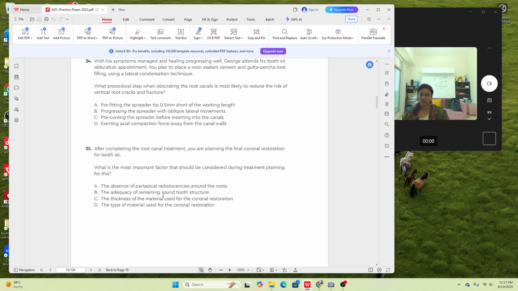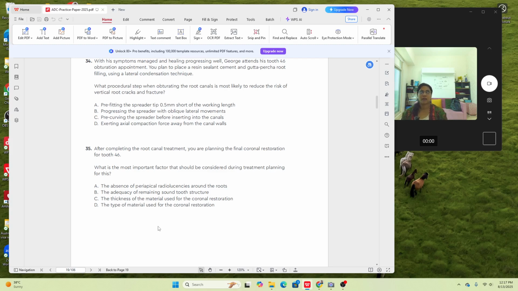And the last question for today: after completing the root canal treatment, you are planning the final coronal restoration for tooth 4-6. Okay, you finished your obturation, you're happy with it, and you're planning the final coronal restoration. What is the most important factor that should be considered during treatment planning for this? See, this is a question where a lot of people get confused and make mistakes. Here, when you are doing a final coronal restoration, it doesn't matter whether this tooth has a root canal or not. You have to treat this tooth like any other tooth.